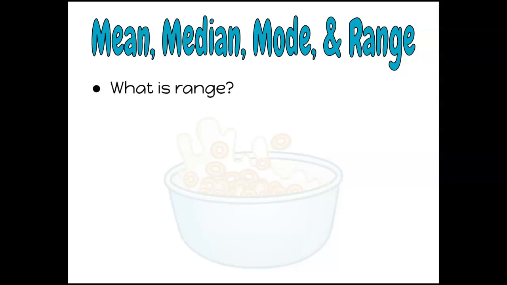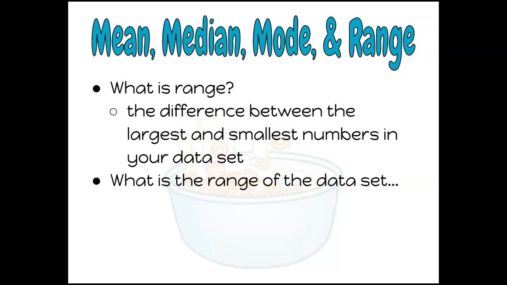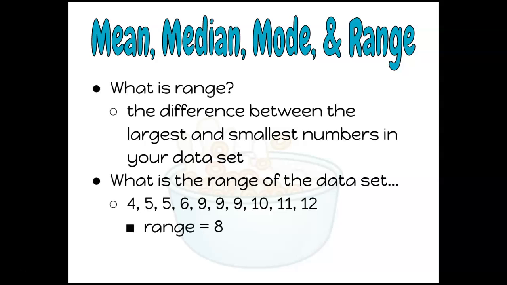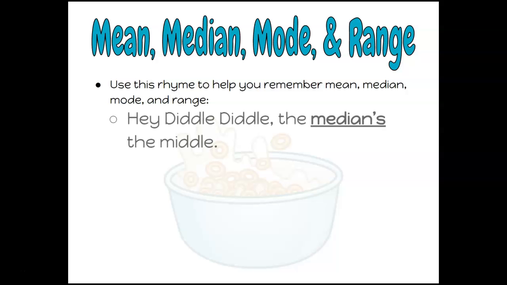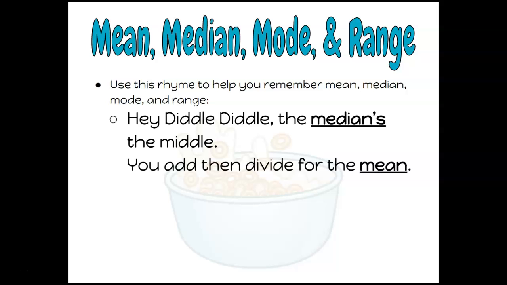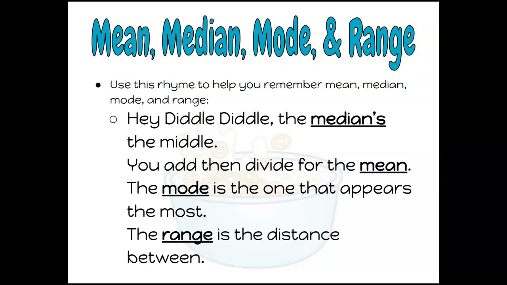What is range? The difference between the largest and the smallest numbers in your data set. What is the range of this data set? The range is 8. Use this rhyme to help you remember mean, median, mode, and range. Hey diddle diddle, the median's in the middle. You add then you divide for the mean. The mode is the one that appears the most. The range is the distance between.